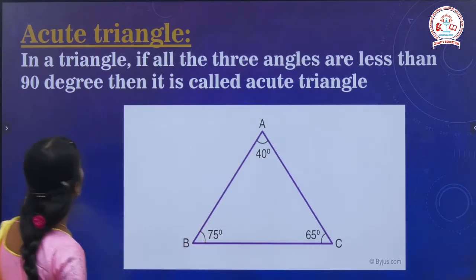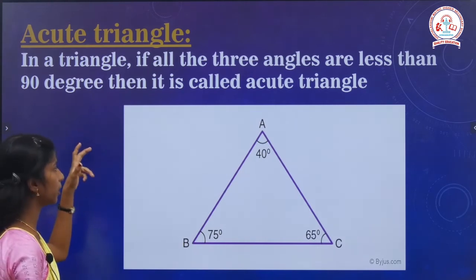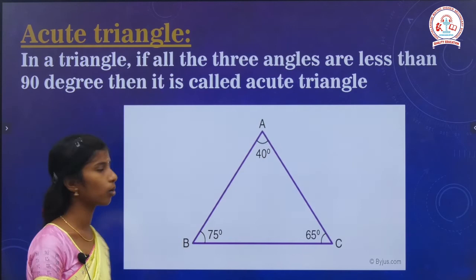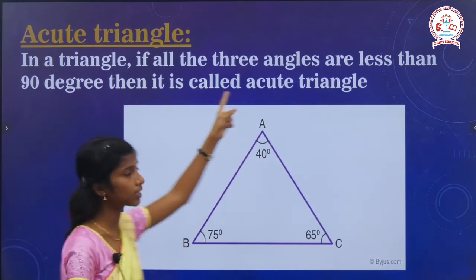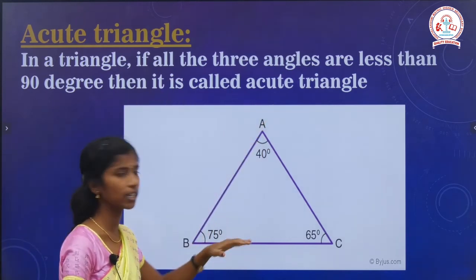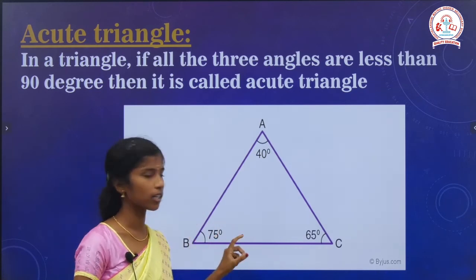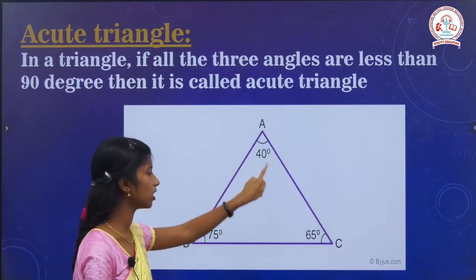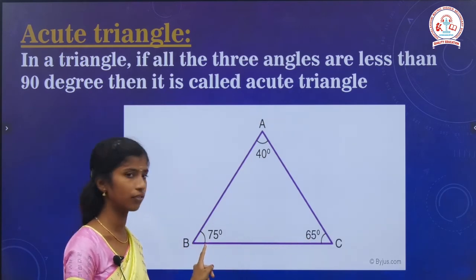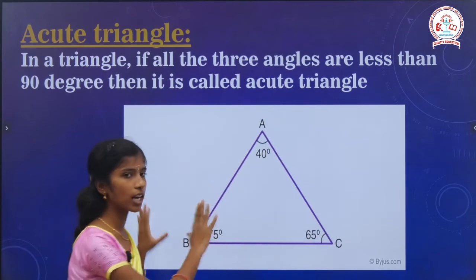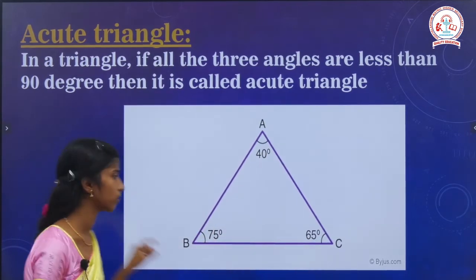First we see what is acute angle. Acute means, I already said, it is less than 90 degree. If all the three angles are less than 90 degree, that triangle is known as acute triangle. See children, here 40, 65 and 75. These angles are less than 90 degree. So this triangle is known as acute triangle.